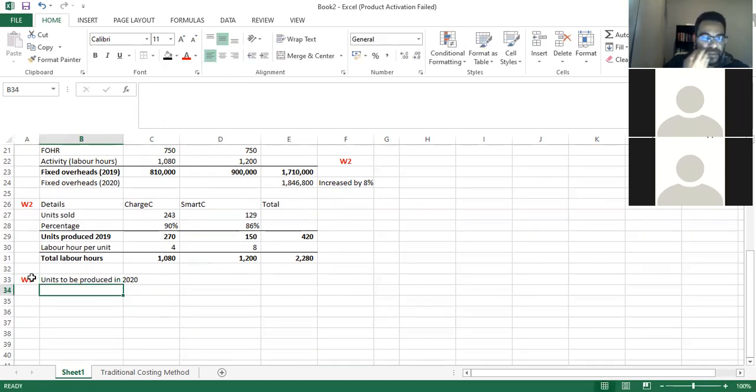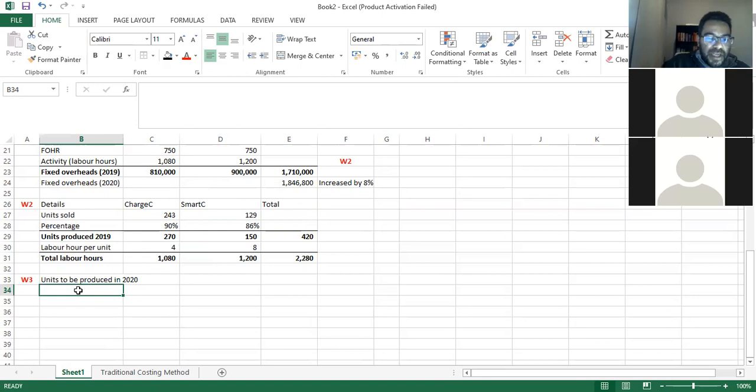So remember what we're going to be doing. We're going to say opening. No, I think they gave us units produced in 2020. No. Let me just see quickly. What did I just read? What did they just say? The budgeted sales for 2020 is the same as the actual sales attained in 2019. Okay, that's what they said.